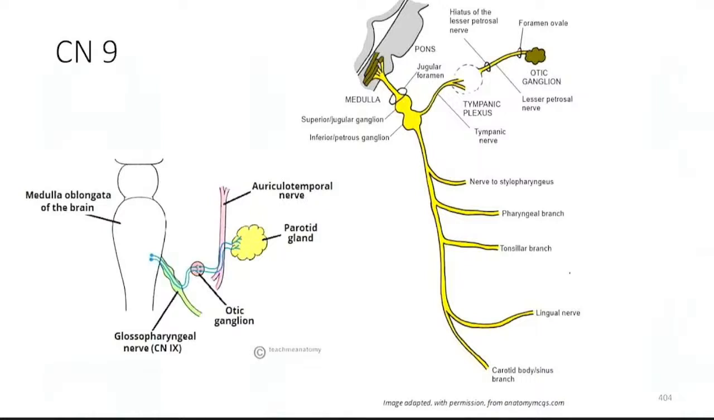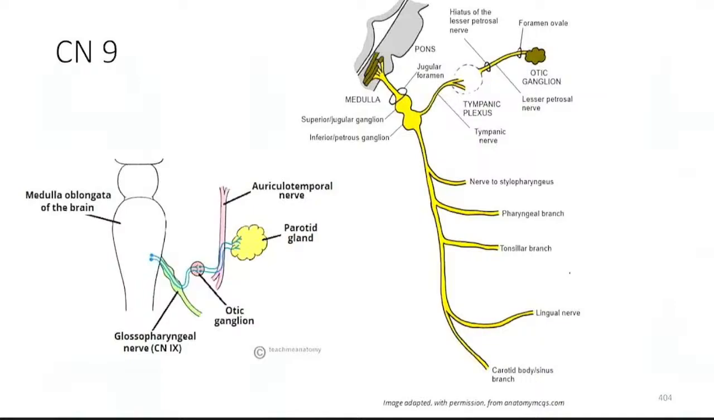So, the glossopharyngeal nerve, the 9th cranial nerve, has motor, sensory, and parasympathetic function. The sensory function is for the oropharynx, carotid body, carotid sinus, and the posterior one-third of the tongue. The posterior one-third of the tongue is innervated by the glossopharyngeal nerve, including special sensory function.